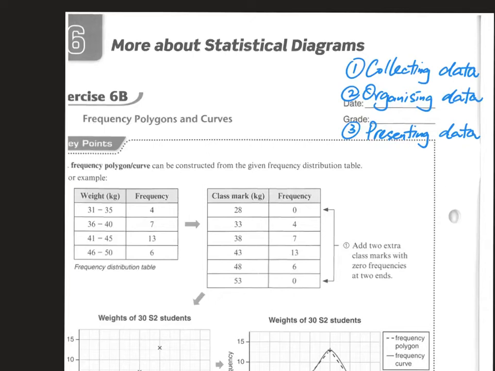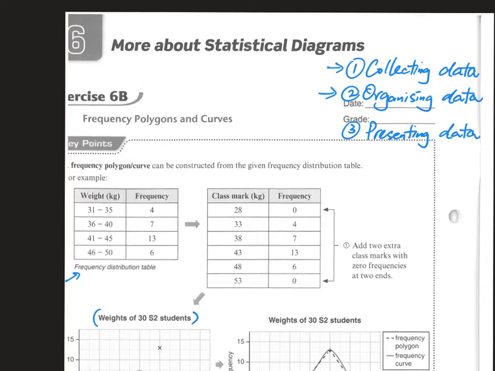Now you have a general idea of how we do a survey. First of all, when we want to talk about the weights of 30 S2 students, the first thing we need to do is collect the data. That is, we want to know the weights of these 30 students. Afterward, we need to organize the data in a table. It is called a frequency distribution table.